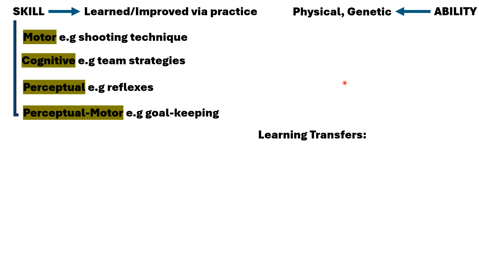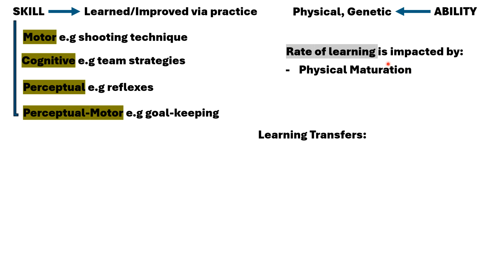Now, abilities are physical and genetic. They can be improved, but genetics play a big role. Let's talk about rate of learning, which is impacted by the following factors. There's the physical maturation of the athlete, motivation, and fitness levels.